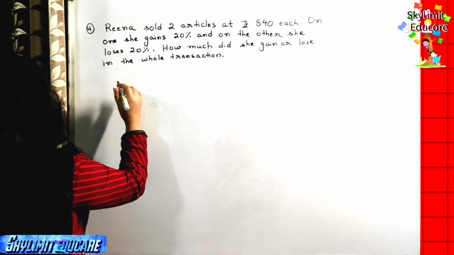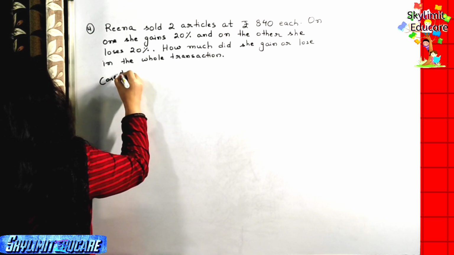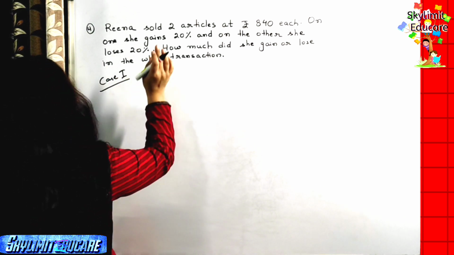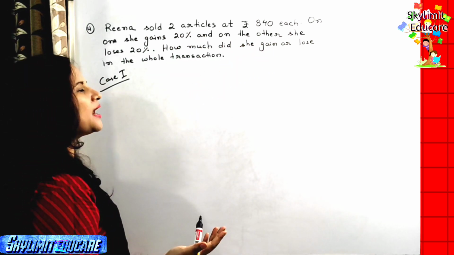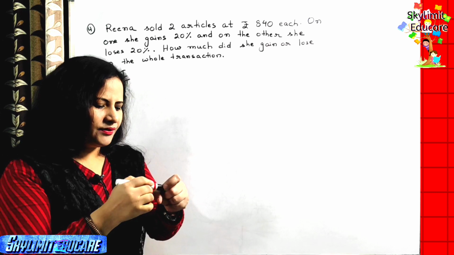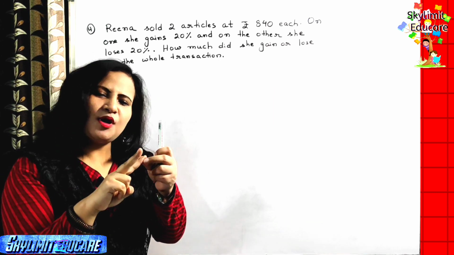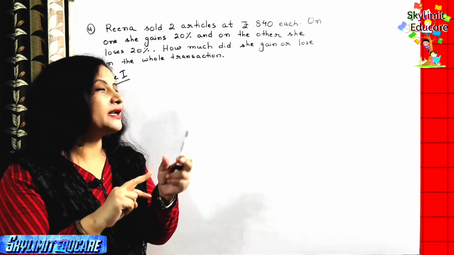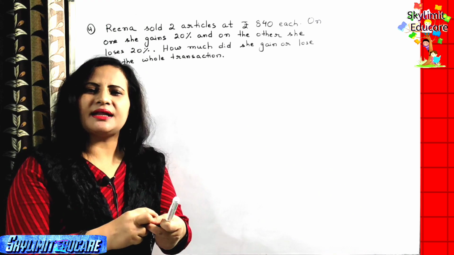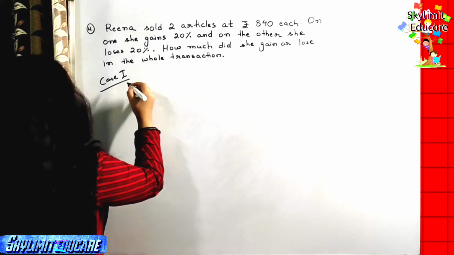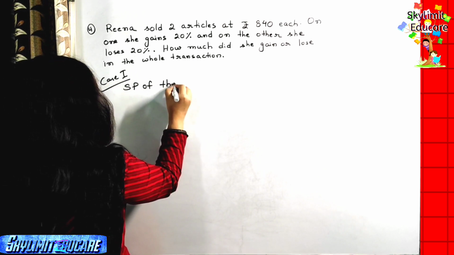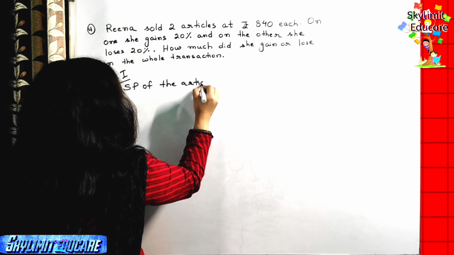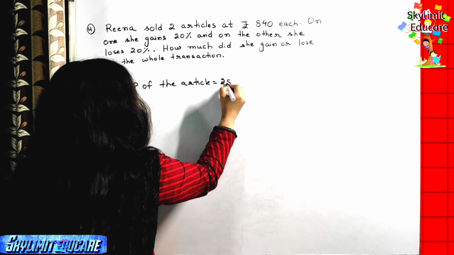Okay, so let me distribute this question as case 1. In case 1, Reena sold 2 articles at rupees 840 each. That means the SP of the first article is 840 and the SP of the second article is also 840. So let us write in case 1, SP of the article is rupees 840, right?